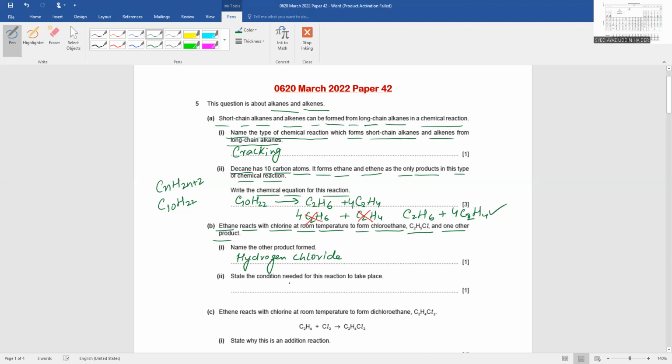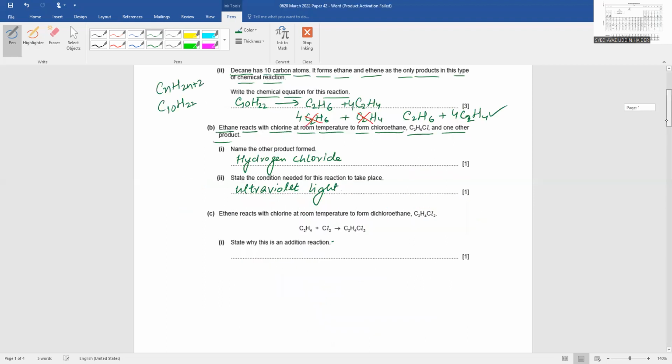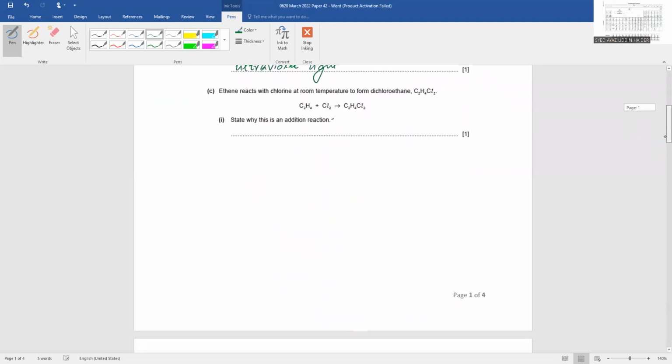State the condition needed for this reaction to take place. Ultraviolet light. It's a free radical reaction, so it takes place in the presence of ultraviolet light. In fact, it's an example of a photochemical reaction. Photochemical reactions are those reactions which are catalyzed by light.